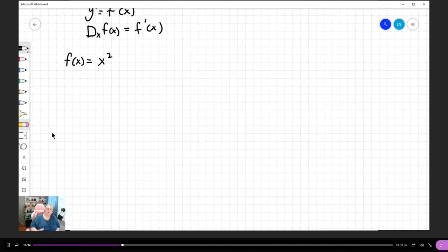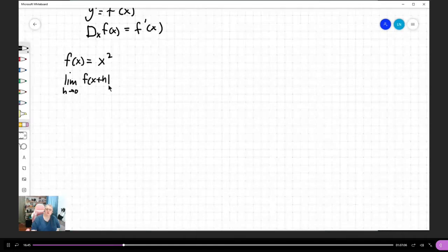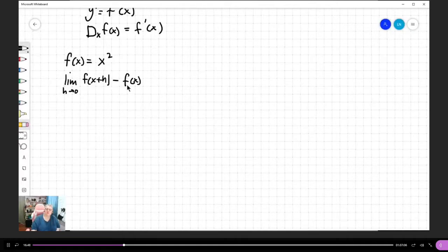All right, so in order to do this, I need to fill in the limit as h goes to 0 of f of x plus h minus f of x all over h. In this case, what I'm looking for is the general derivative of the function, the instantaneous rate of change of x squared for any value of x. So I need to basically fill in each piece of this.